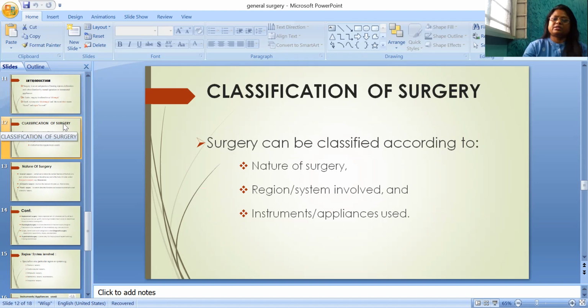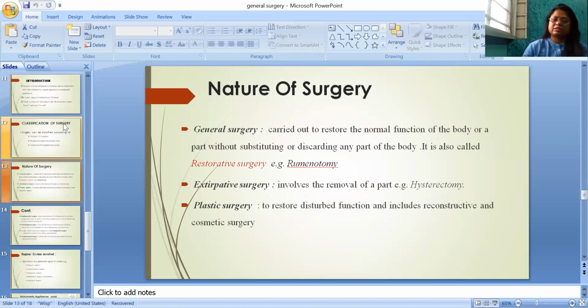Classification of surgery. Surgery can be classified according to the nature of surgery, then the reason or system involved, and the instruments or appliances used. These are the classifications based on nature, reason, and instrument or appliances.